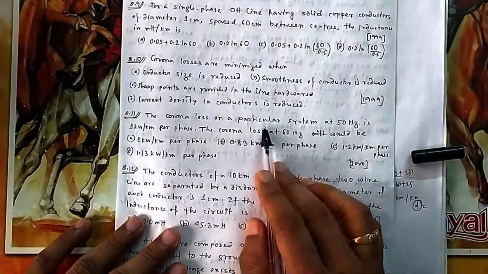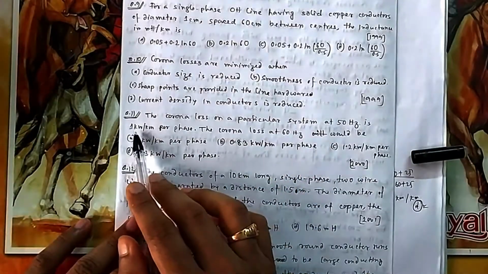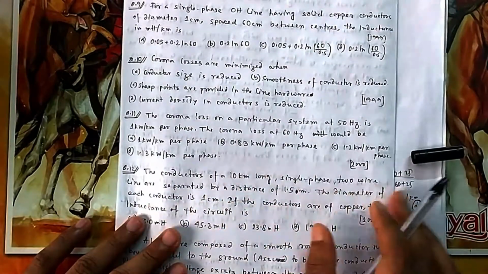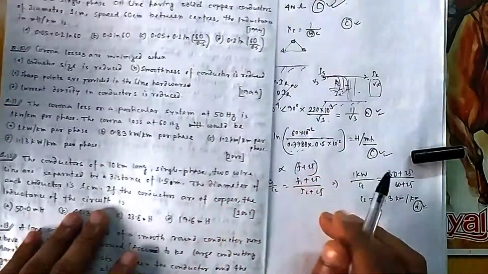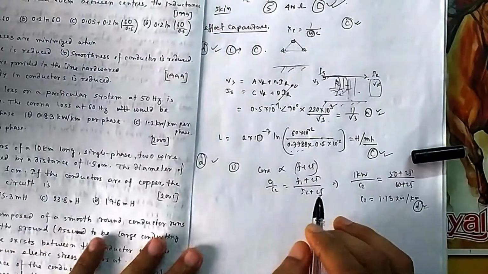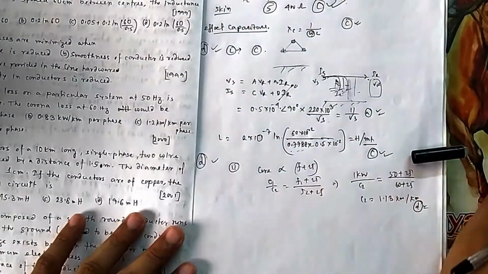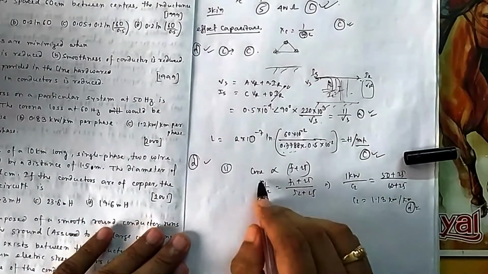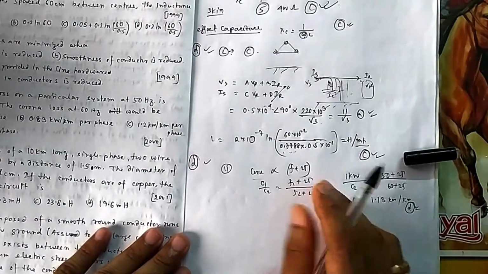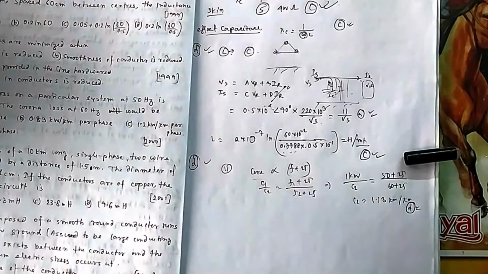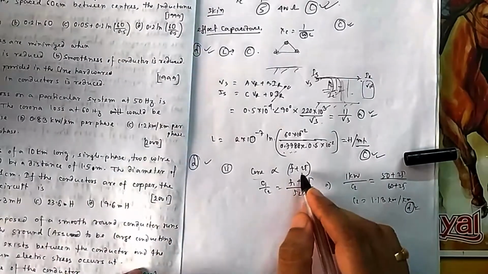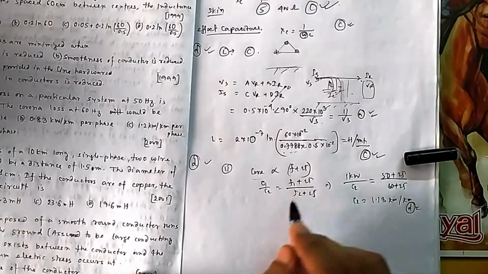The corona loss on a particular system at 50 Hz is 1 kilowatt per kilometer. The corona loss at 60 Hz would be what? Okay, you know a long formula for corona loss, so you don't need to remember that one, but you have to know on which parameters these are directly related. So corona loss is directly proportional to the term (f + 25) divided by delta, or some long formula. So this is directly proportional to f + 25.